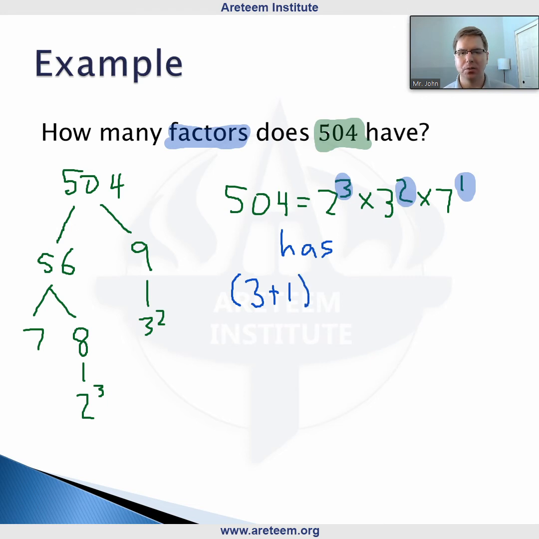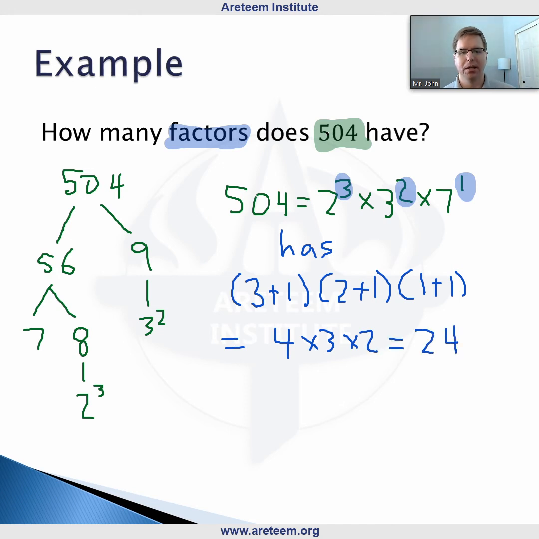So 3 plus 1, 2 plus 1, 7 to the first power, so 1 plus 1. Don't forget that even if it's just the first power. So this is 4 times 3 times 2. And so multiplying this out, we get 24. So this has 24 factors in this example.